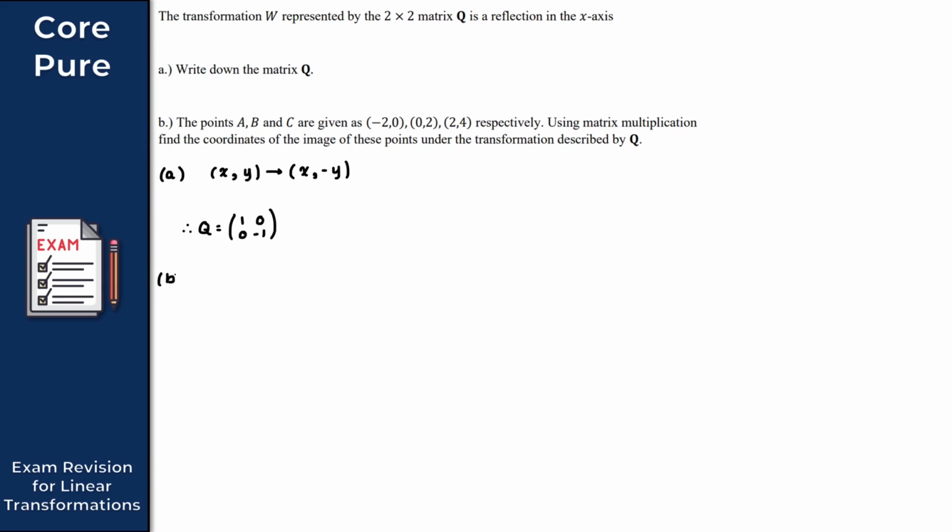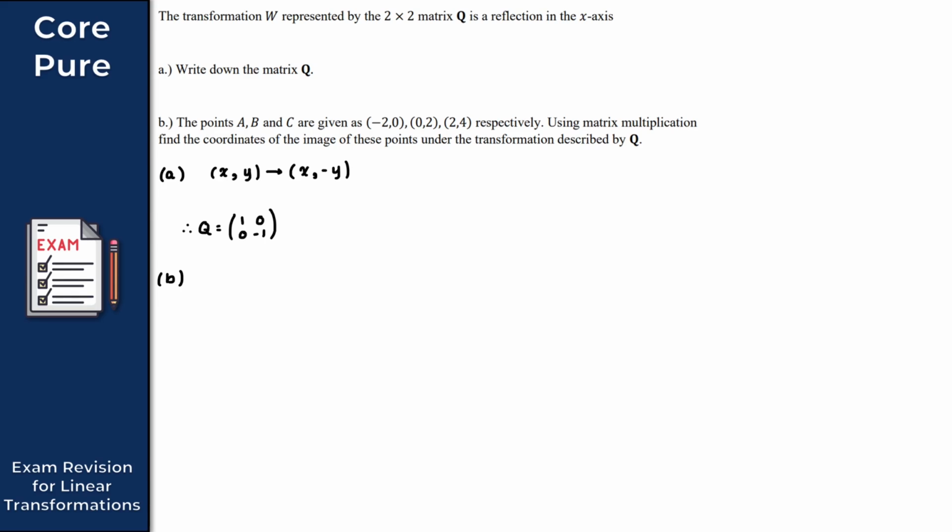I'll just do this underneath them. So for part B here, it just says the points A, B, and C are given as minus 2, 0, 0, 2, and 2, 4, respectively. So using matrix multiplication, we want to find the coordinates of the image of these points under the transformation described by Q. So it gives you a big clue here, right? By using matrix multiplication. So basically what I need to do here is take these points and multiply those by this matrix, right? And once we do that, that would give us the image of the points under the transformation described by Q, right? In other words, a reflection in the x-axis.